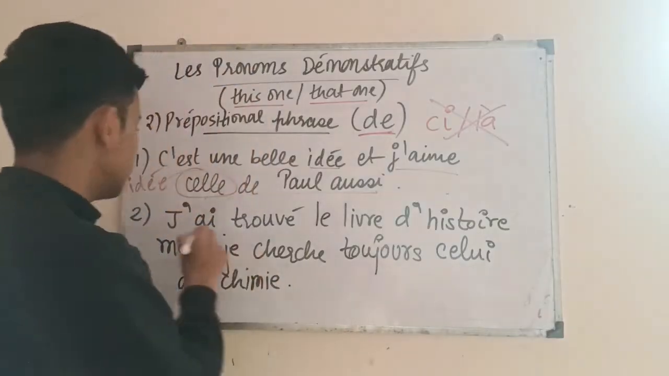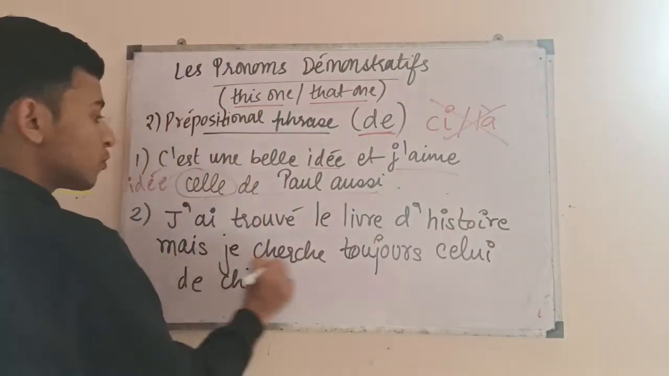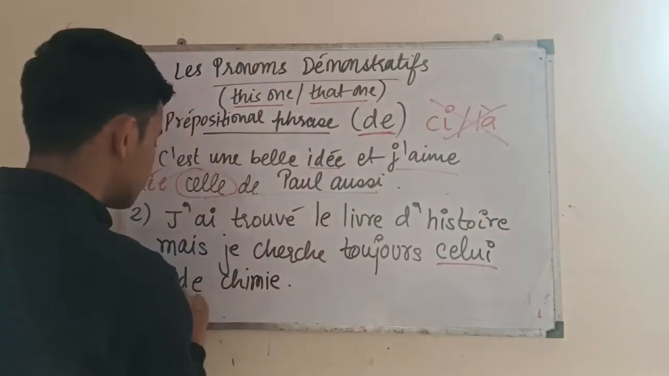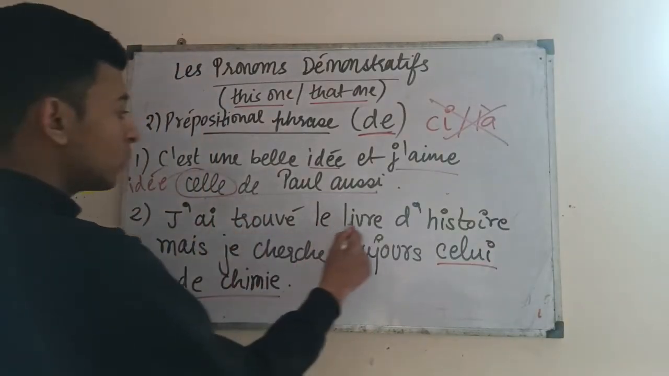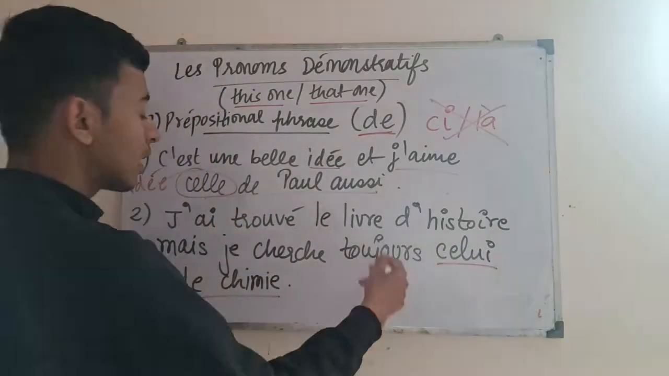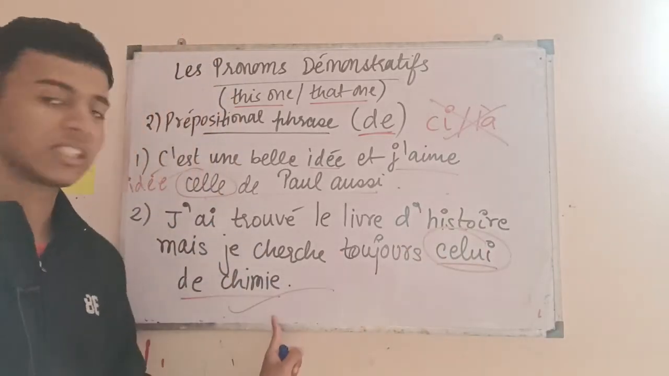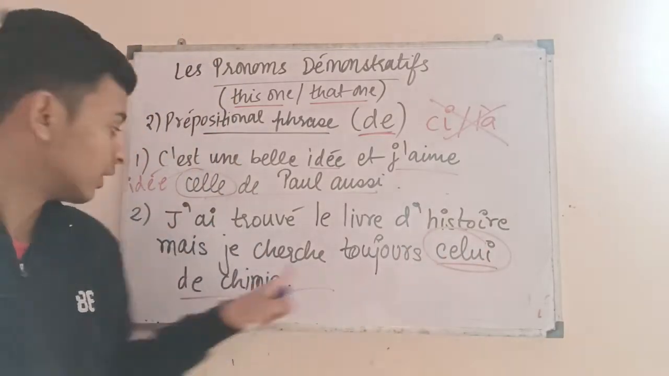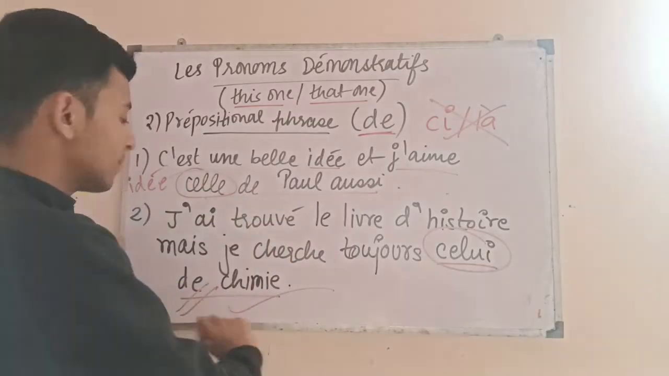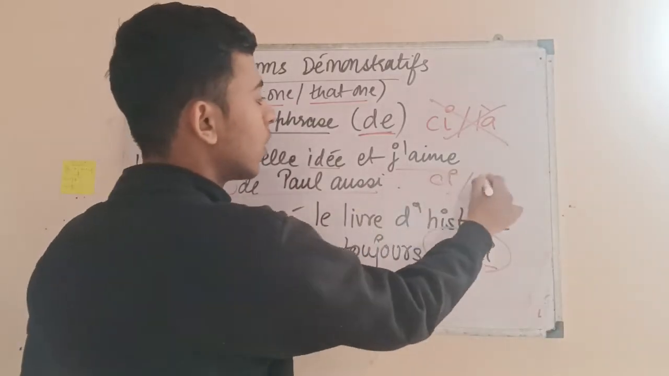The second one, if I say, j'ai trouvé le livre d'histoire, mais je cherche toujours celui de chimie, which means I found the book of history, but I'm still searching for that of chemistry. That of chemistry. So that, celui, de. When de is already present, you need not add ci or là.